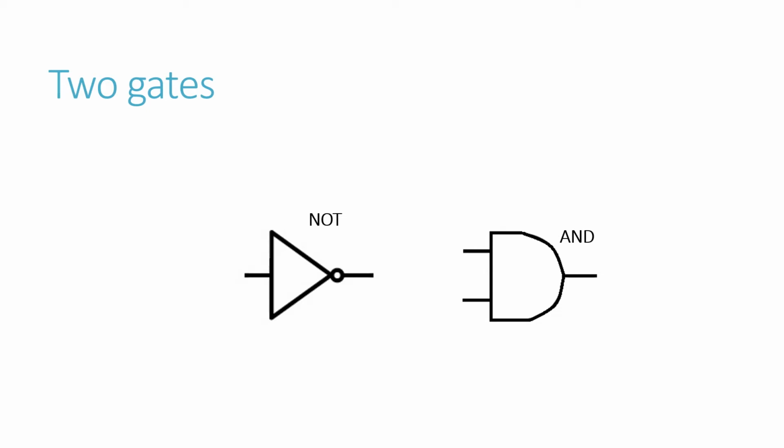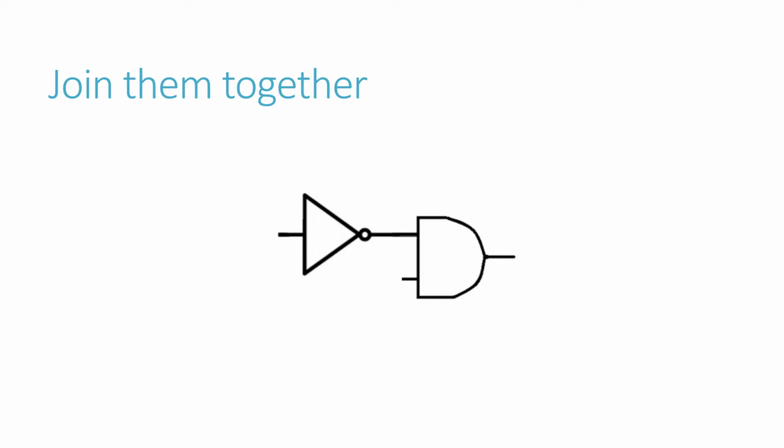So here are the two gates. You've already learned these. The effect of the NOT gate is to reverse a signal, and the effect of the AND gate is to be off unless both of its inputs are on. We can join them together. We draw it like this, and physically, we would literally physically join them together with some kind of electrical conduction. So you can see that the output of the NOT gate becomes one of the inputs to the AND gate.